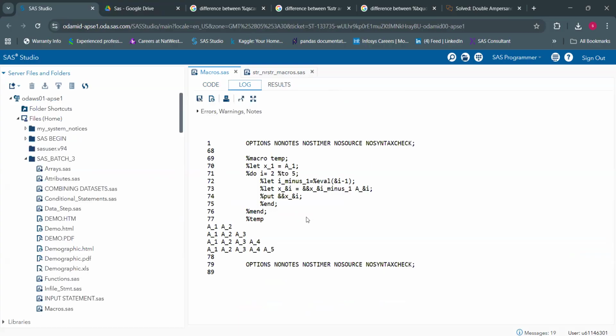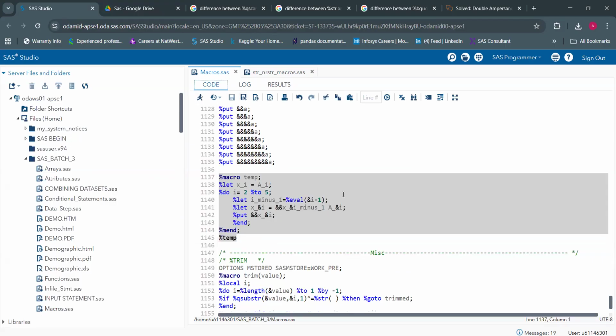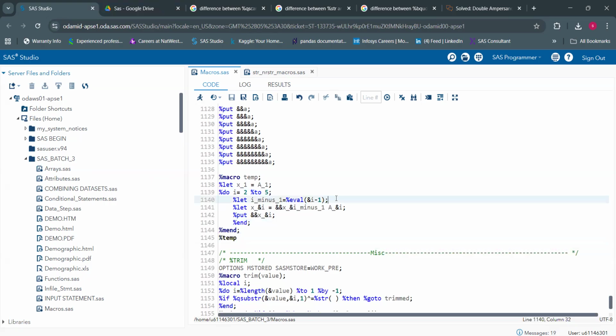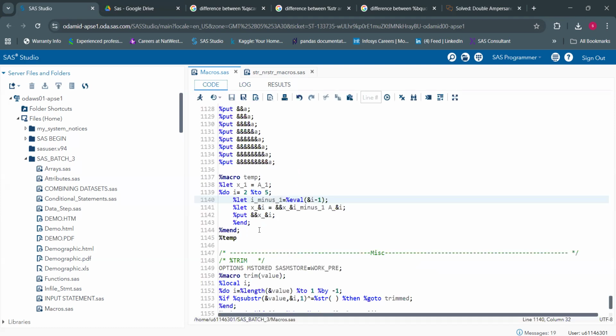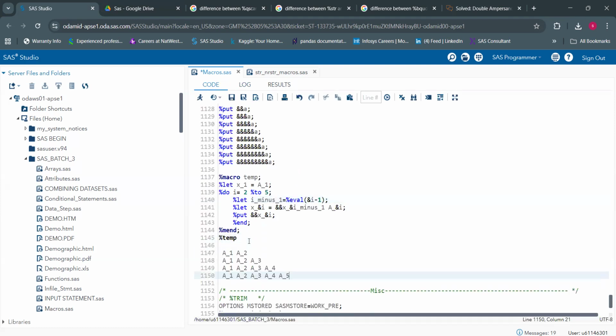So what do we get here? First, %let i_minus_1_1 equal to %eval. No, we have to resolve this step by step. So this is the answer.